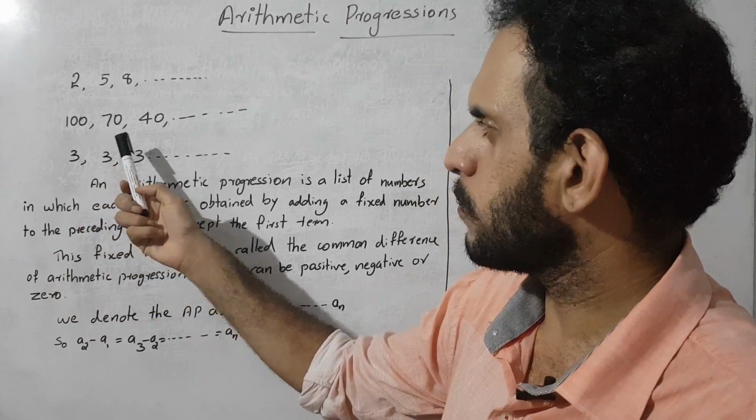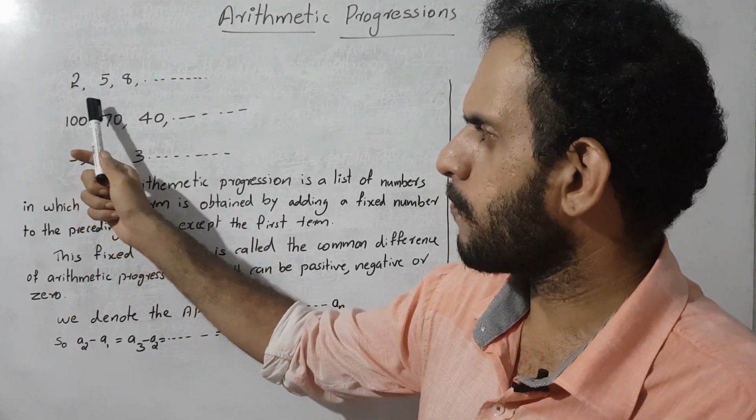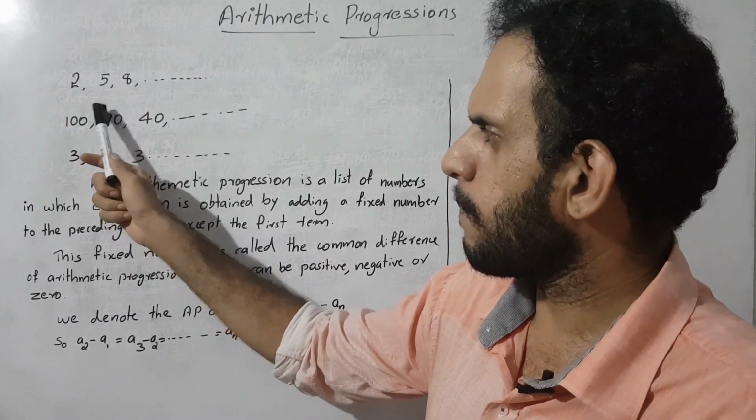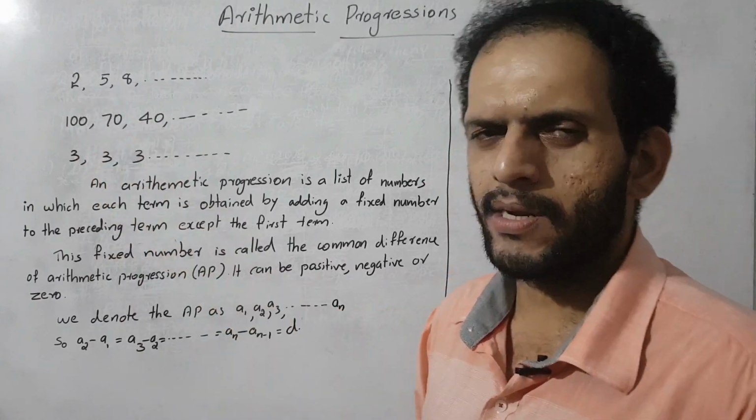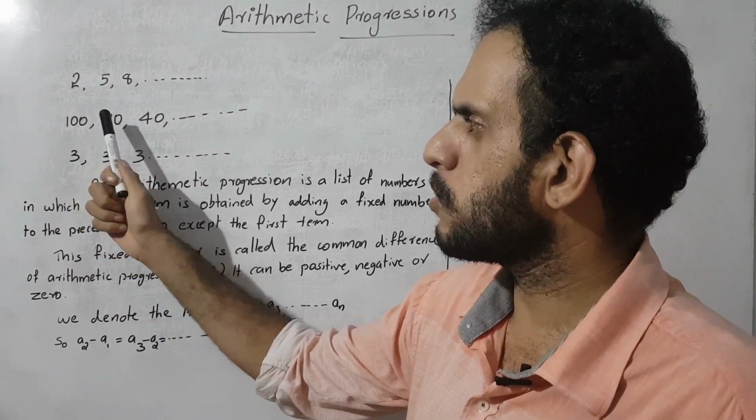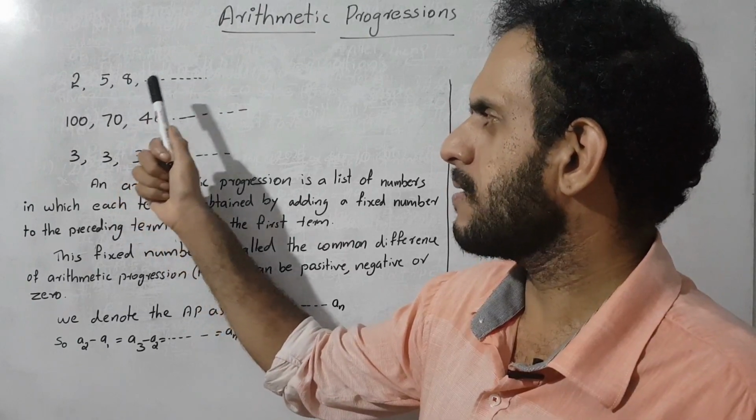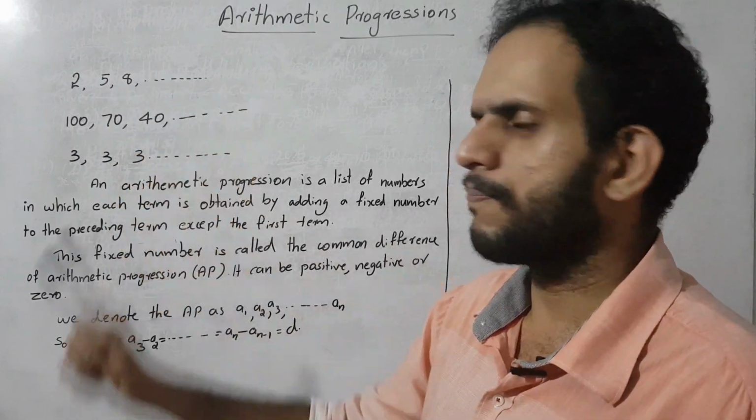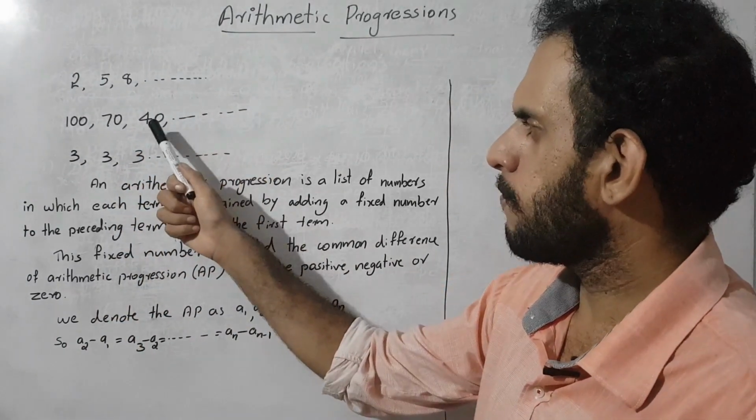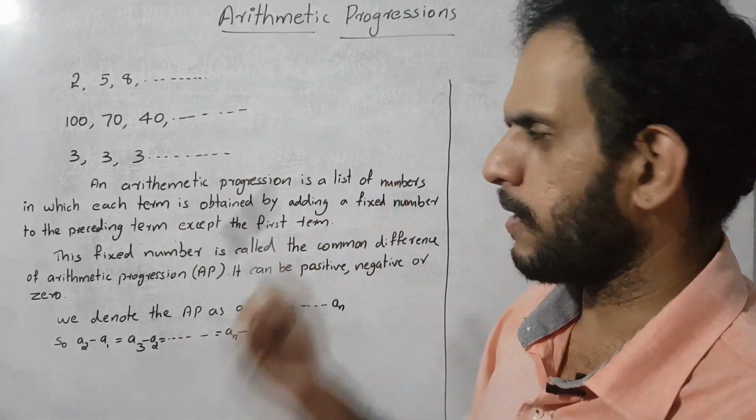Then here also we are adding something. What is that? 100 plus one fixed number, then only we get 70. What is that number? Yes, 100 plus minus 30 is equal to 70. 70 plus minus 30 is equal to 40. The next number is 40 plus minus 30, which is 10. Like that we write.